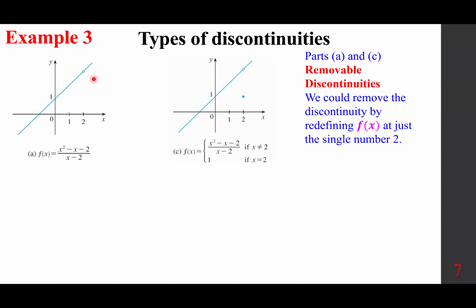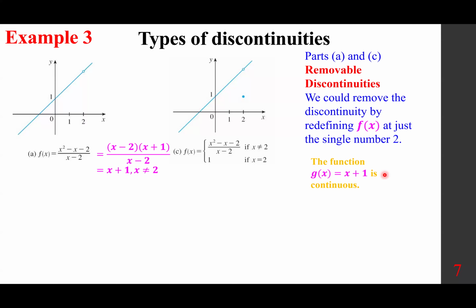But to understand how to fix it and how to redefine it, let's go back to this one and factor the numerator. The denominator has the factor of x minus 2. So the numerator has the same factor. X minus 2 drops and it becomes x plus 1. And f of x becomes x plus 1 such that x not equal to 2.